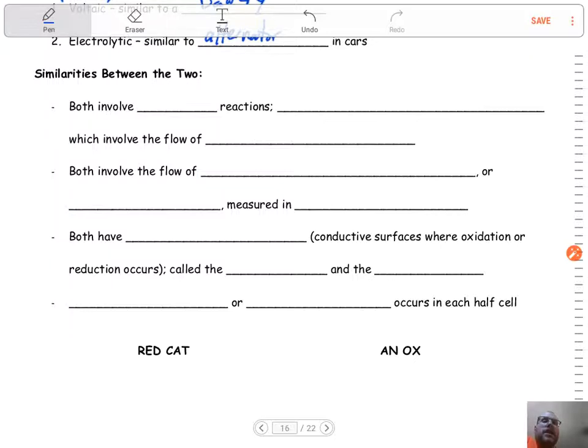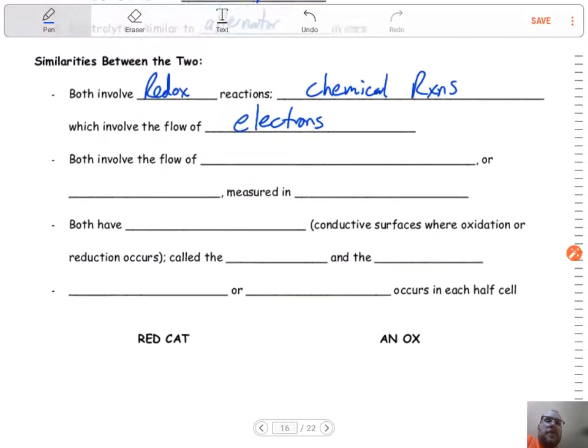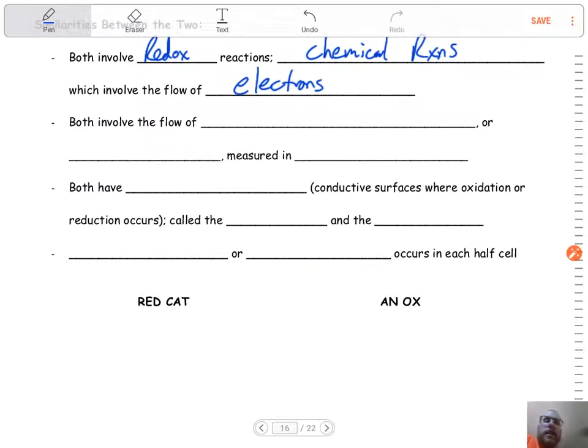Both of these cells involve redox reactions, and if you remember, guys, redox means chemical reactions that involve the flow of electrons. So you've got mutual, simultaneous reactions taking place. One species is losing electrons and oxidizing. The other species is taking those electrons in, or gaining the electrons, and then reducing its oxidation state. In these cells, they both involve the flow of electrical energy.